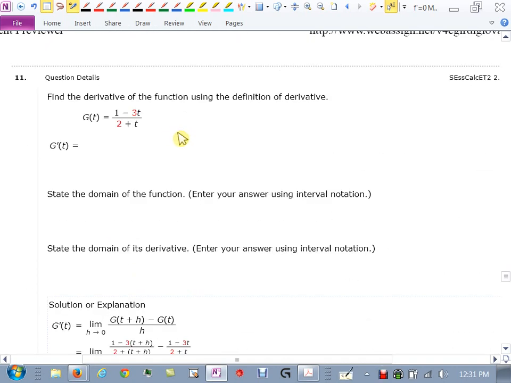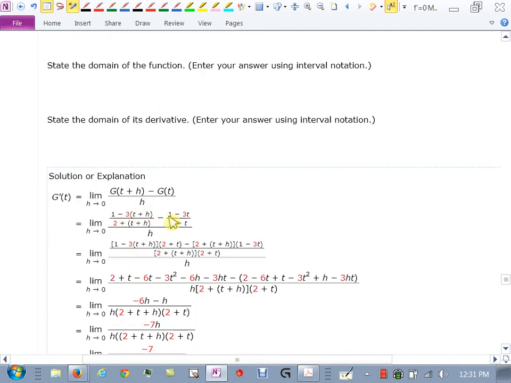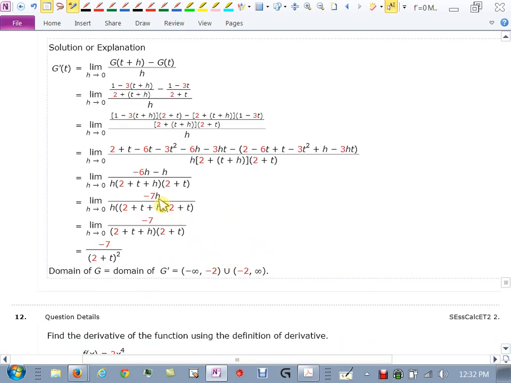All right, derivative of this one. I have the answer right here below, so let's just look at it. Using this definition, you plug things in. Once you plug things in, you get a common denominator, which is going to be a bit of a task. You clean up the numerator, which is a big mess. Distribute through this negative. You get this. Factor an h out of everything. Cancel these h's, and you get this, which is -7 over (2 plus t) squared.